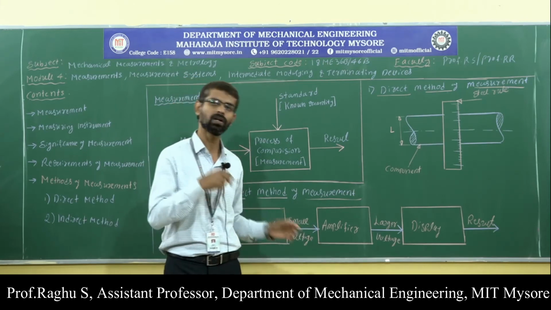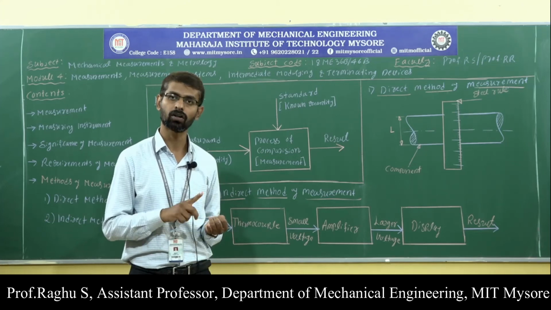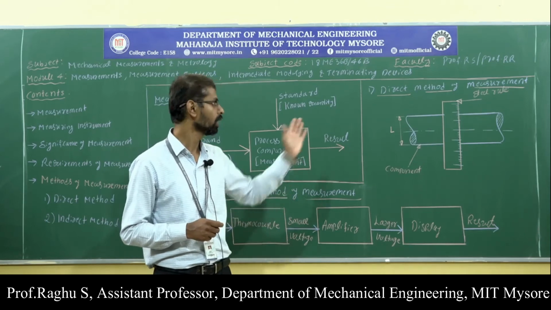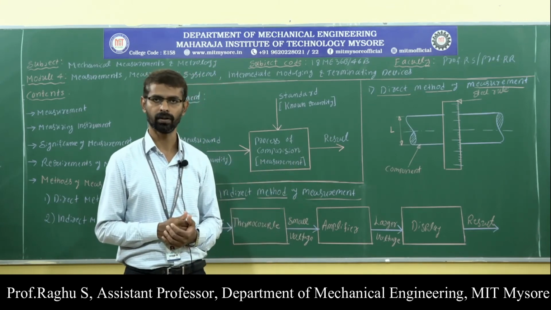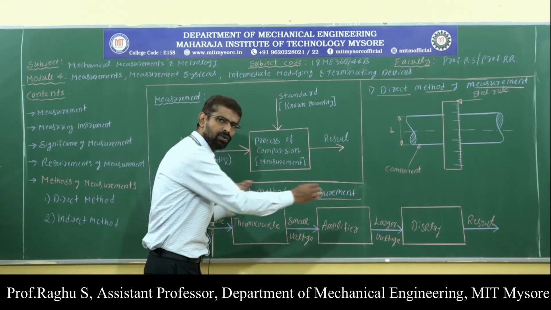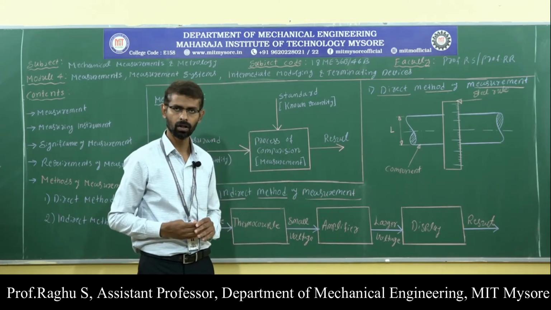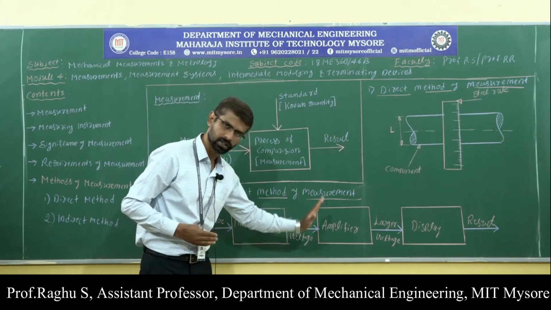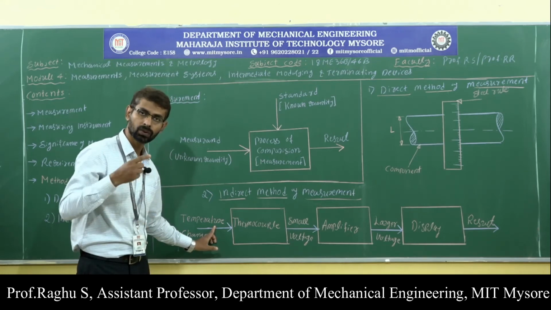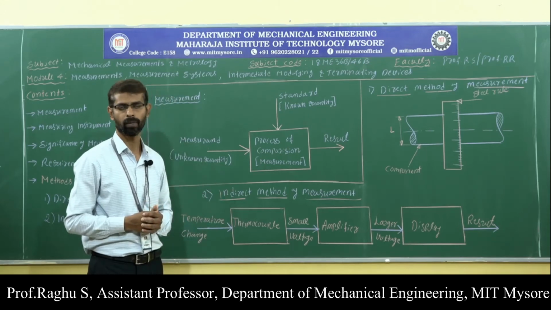This method is commonly used to measure force, temperature, strain, pressure, torque, etc. It is accurate and highly sensitive compared to the direct method of measurement. In this method, we are using a chain of devices called a measurement system. With the help of this chain of devices, we measure the physical quantity, which is converted into another measurable form.